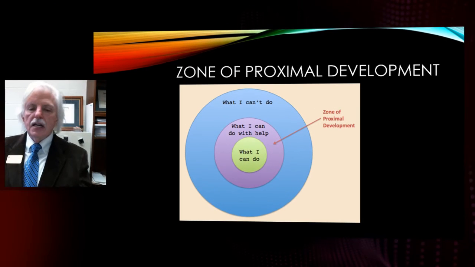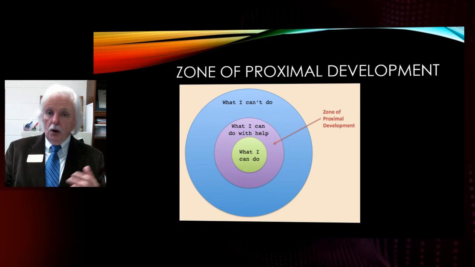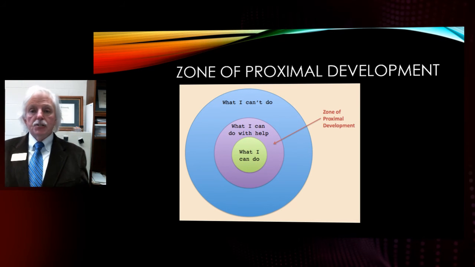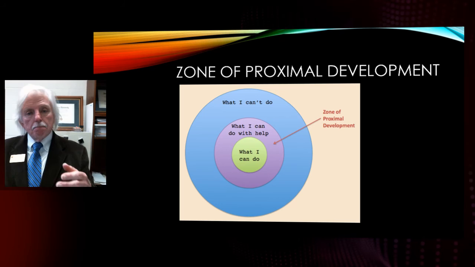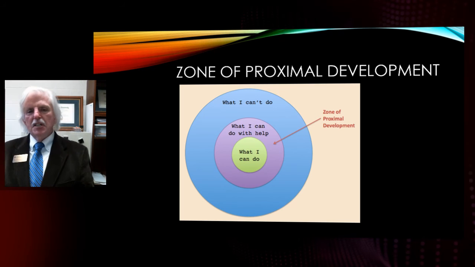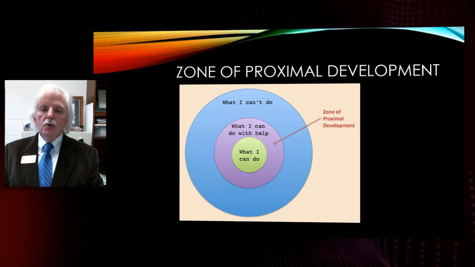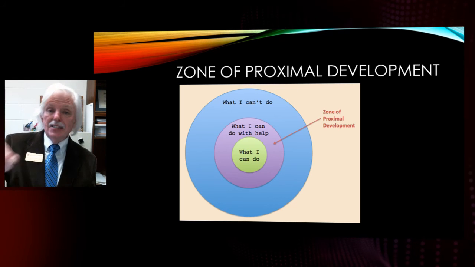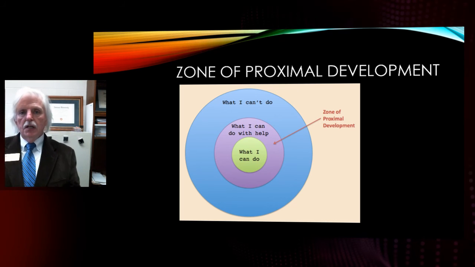The yellow inside is what I can do already now. I can master that. I've got that mastered. I can do it. The pinkish purple, I guess that's purple, pinkish, is what I can do with help. That's the zone of proximal development.